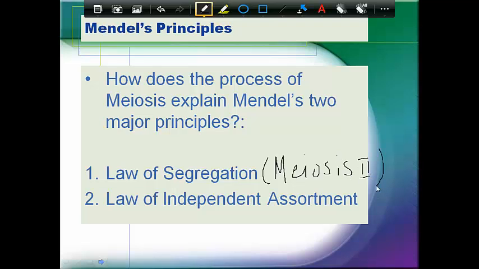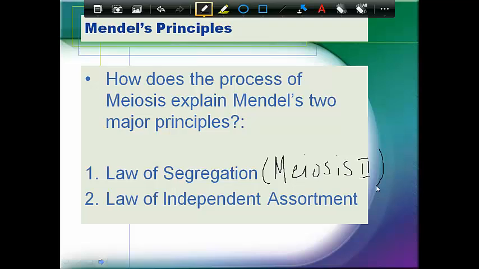So again, I want to emphasize that Mendel didn't know anything about meiosis, but he figured out based on his data that those alleles had to separate at some point when the gametes were being formed. It was later, when we learned about meiosis, that scientists realized that the second part of meiosis, that second division, explains that law of segregation.